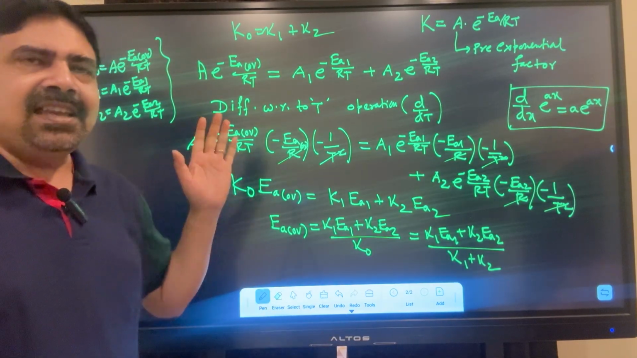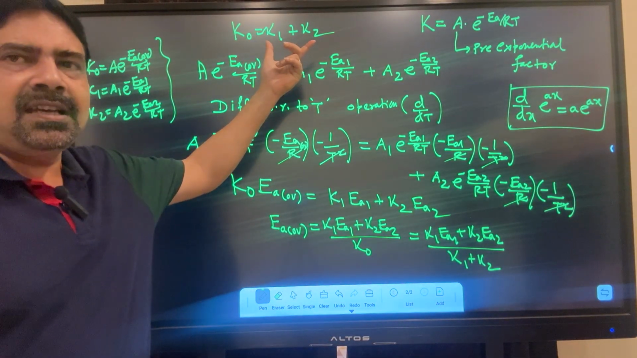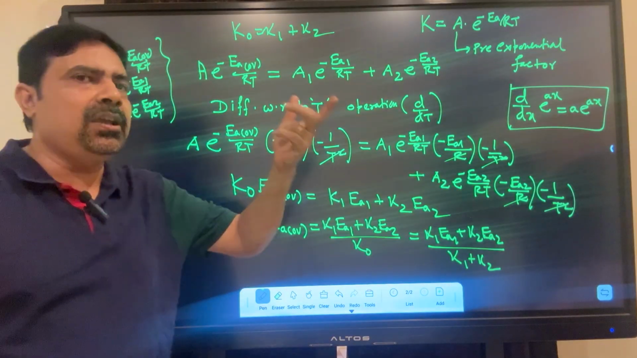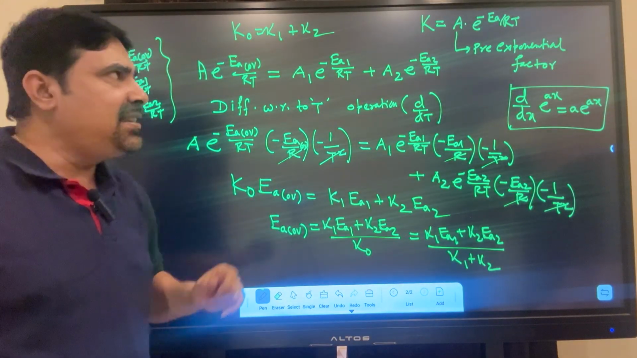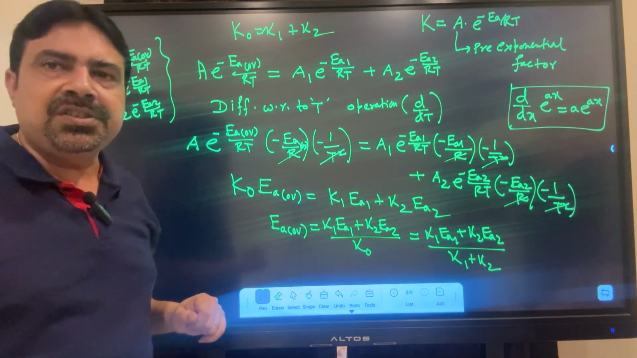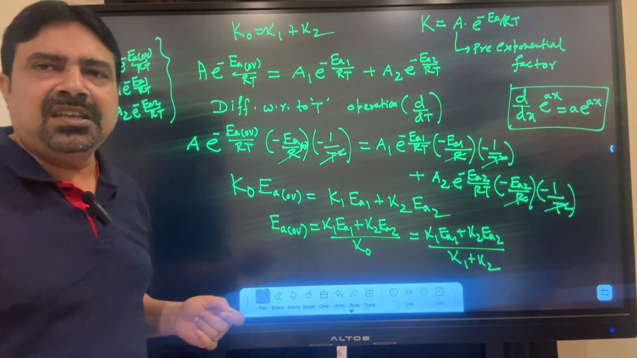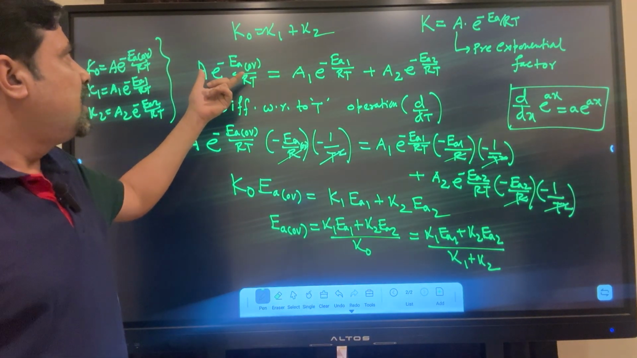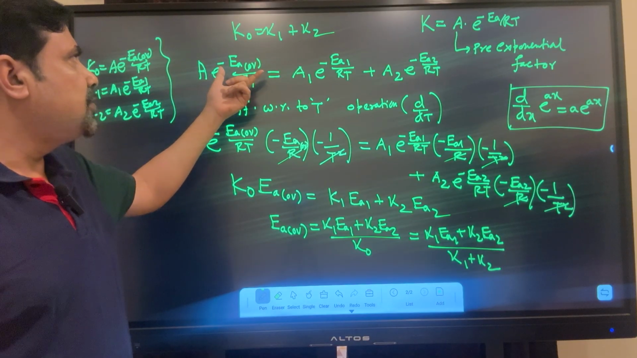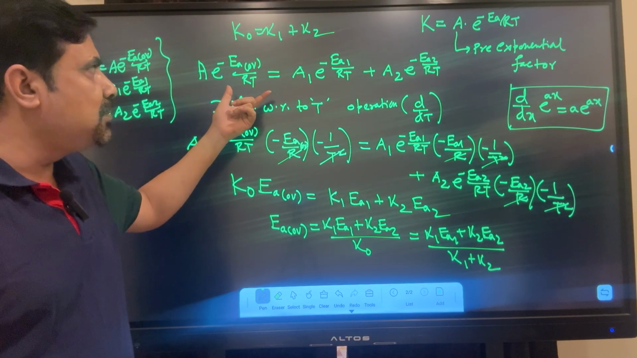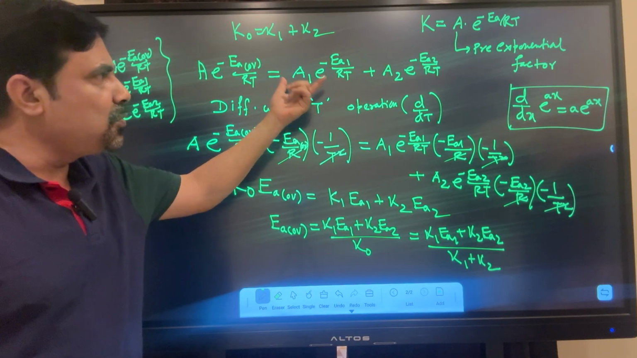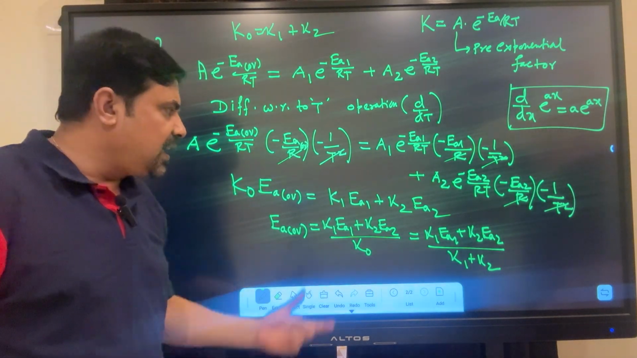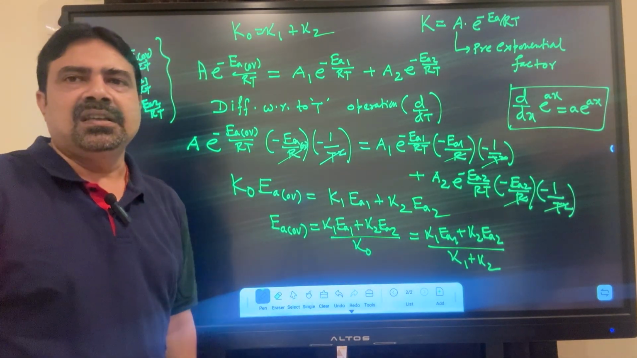What I did: first I wrote the relation between K overall and K1 plus K2, and then I applied the Arrhenius equation. Then I differentiated with respect to T. Then again the A into e to the power of activation energy overall by RT term, for every case I converted into terms of the rate constant, and then finally we derived this expression.